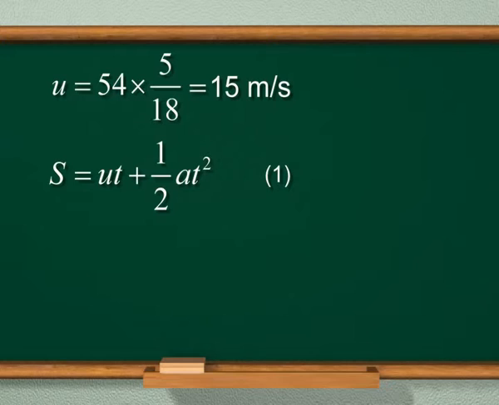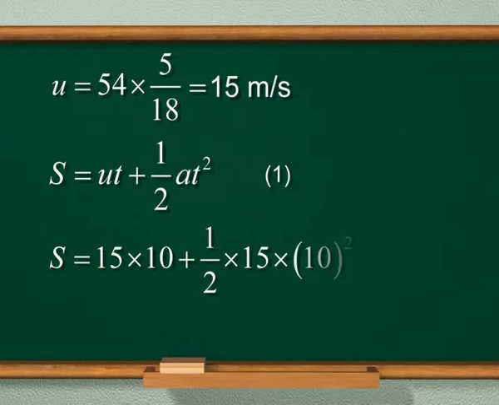Now, for determining the distance covered by the car, substitute the values of u, t and a in equation 1 and get s is equal to 15 into 10 plus 1 by 2 into 4 into 10 square. On calculation, we get distance covered by the car s is equal to 900 meter.